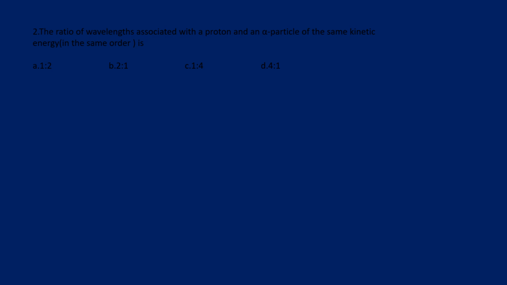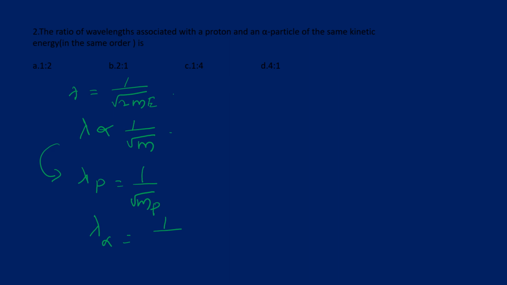The ratio of wavelengths associated with a proton and an alpha particle of the same kinetic energy is? We know the equation for wavelength: lambda equals 1 by square root of 2mE, where E is the kinetic energy. Or we can write lambda proportional to 1 by square root of mass. Using this, lambda of proton is 1 by square root of mass of proton, and lambda of alpha is 1 by square root of mass of alpha.